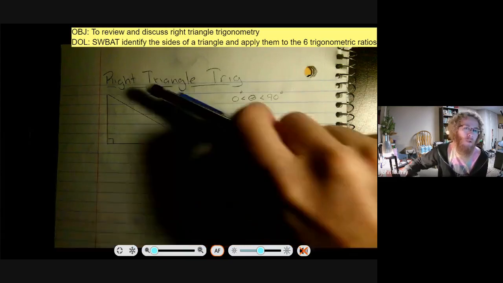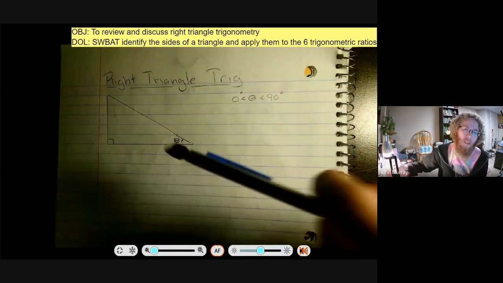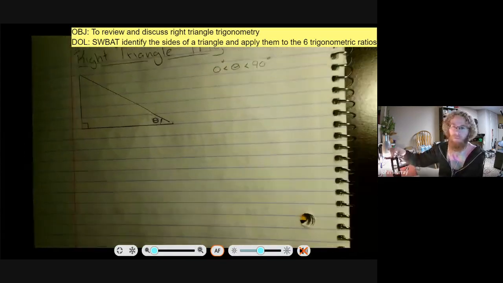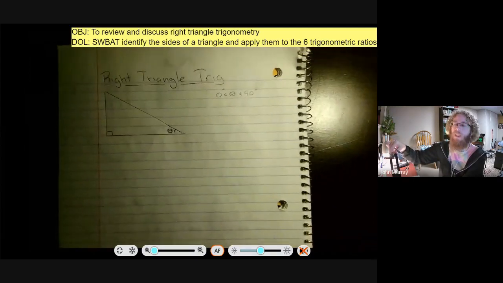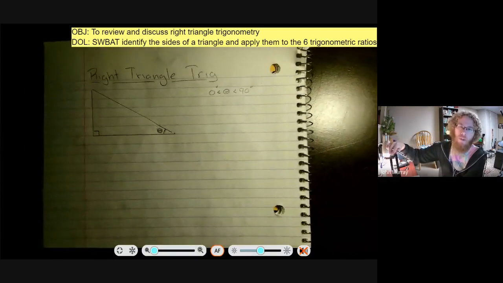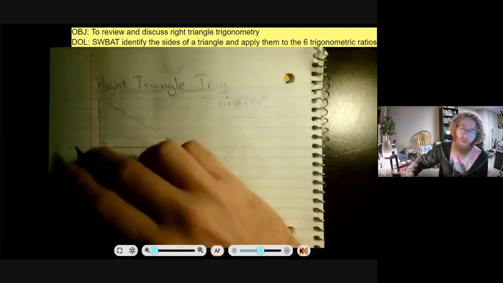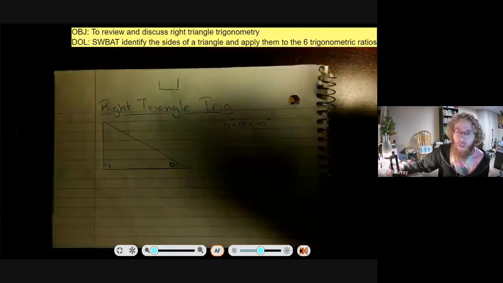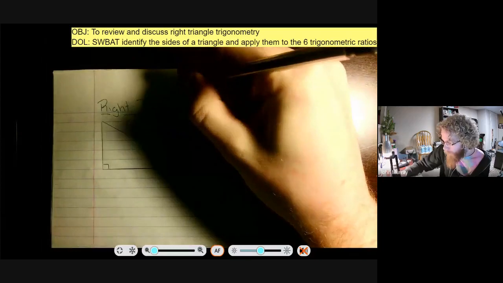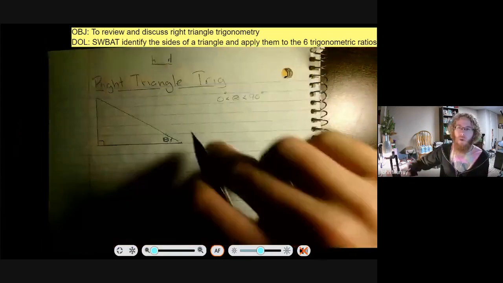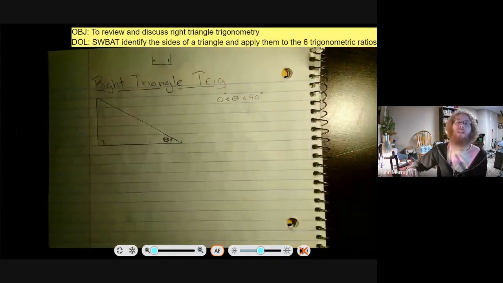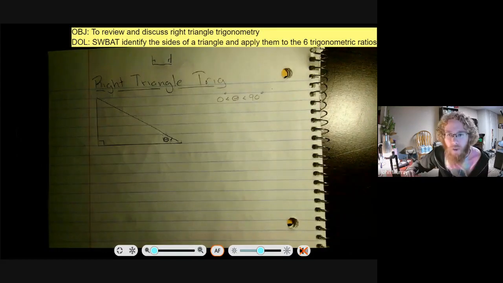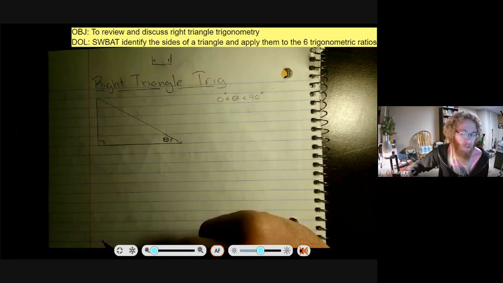A triangle has 180 total degrees. If this one's 90 and that one's 90, oops. If they're both 90, then there's no more for the other one, right? If we had two 90-degree angles, there's no way I can make a triangle out of that. Okay, so from here on out, our theta is going to be in between 0 degrees and 90 degrees.